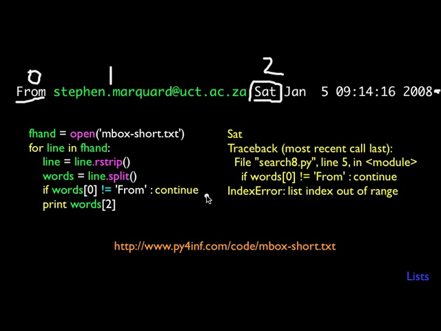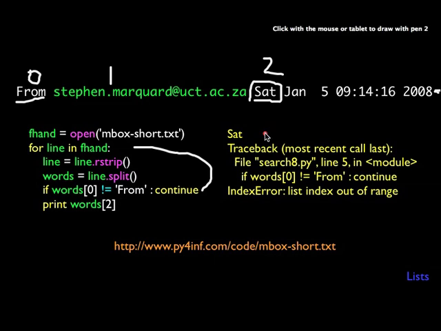And if the zero word's not from, we're uninterested in that line, so we're going to skip back up. And if we find a line we're interested in, we're going to skip the majority of the lines in this file. Less than 1 in 100 of these lines actually have from as the first word. And then the second word is what we're interested in, so we're going to print the day of the week.